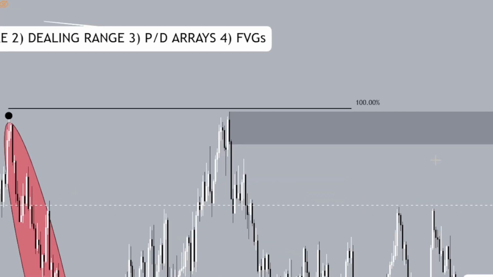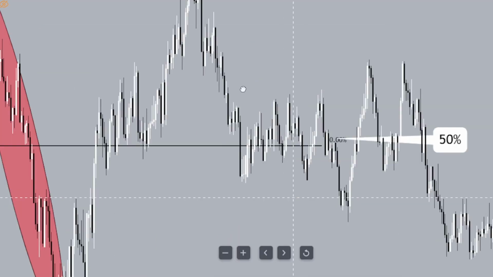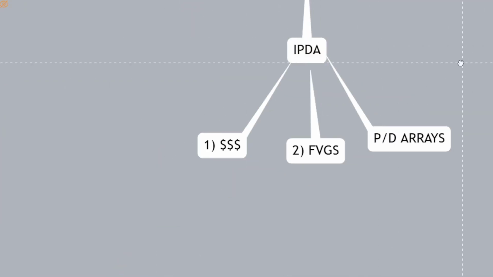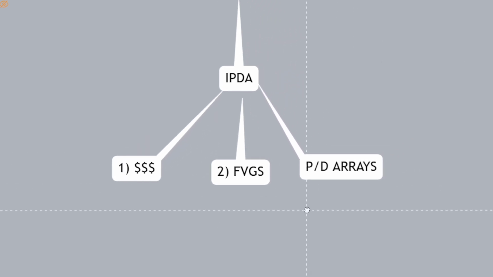So we understand that there are four main things we use to determine an overall bias: structure, then dealing range, then PDAs, and fair value gaps. I recommend pausing the video and writing this down in your notepad, your iPad, whatever you use to take notes. These are the four fundamental pillars to determining a bias or a higher time frame narrative in any market you choose to look at. Very, very important. Once you understand that, you then need to have an intrinsic understanding of what the markets actually seek in the first place, right? The interbank price delivery algorithm, IPDA, liquidity, fair value gaps, and premium and discount, right?